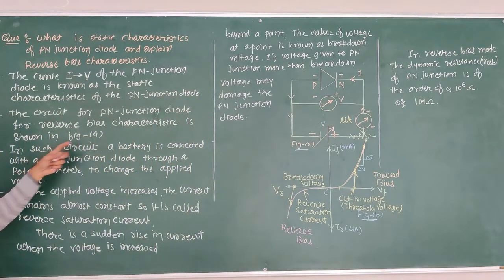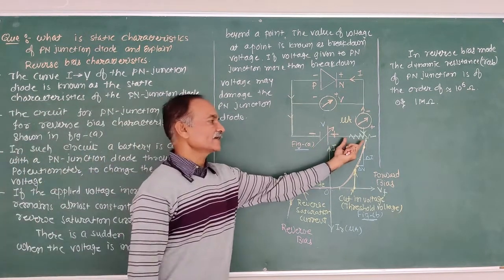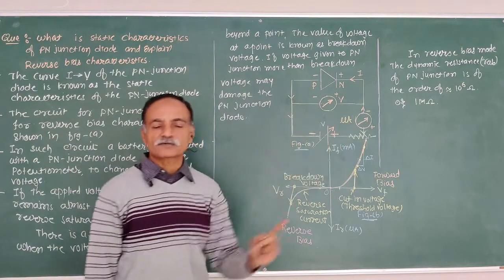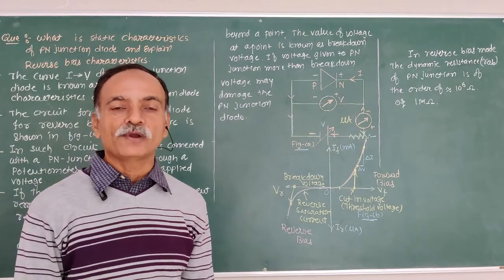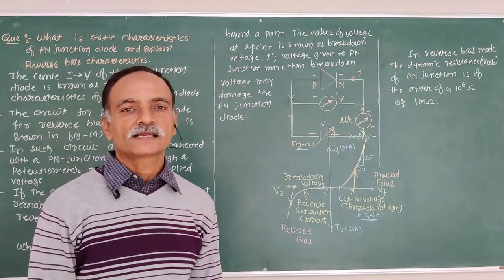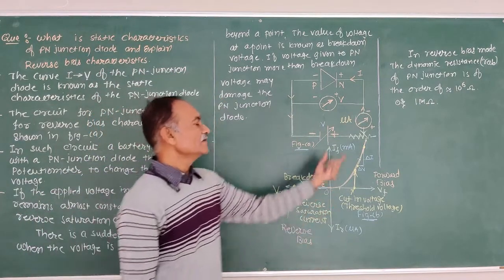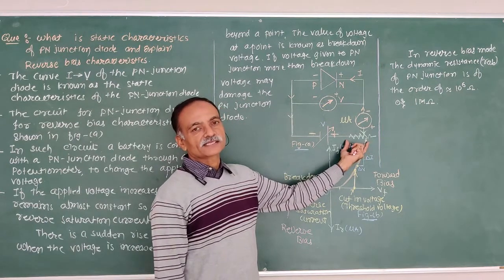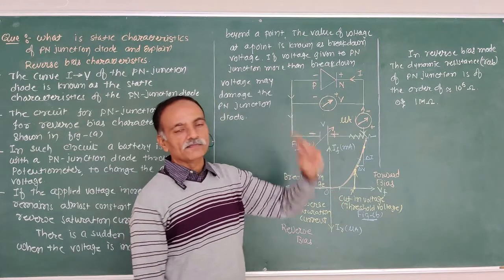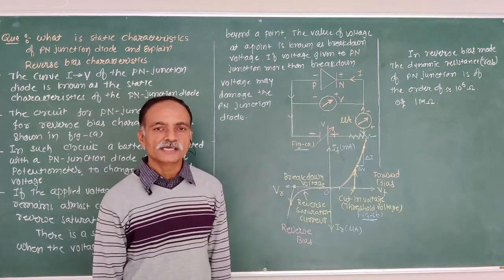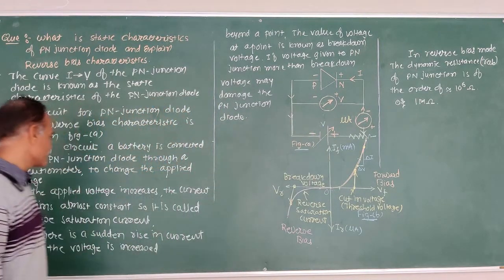In this circuit, a battery is connected with the PN junction diode through a potentiometer or rheostat. What is the function of the rheostat or potentiometer in the circuit? To change the applied voltage in the circuit. Clear this? So that is the circuit diagram of the PN junction diode for reverse bias characteristic.